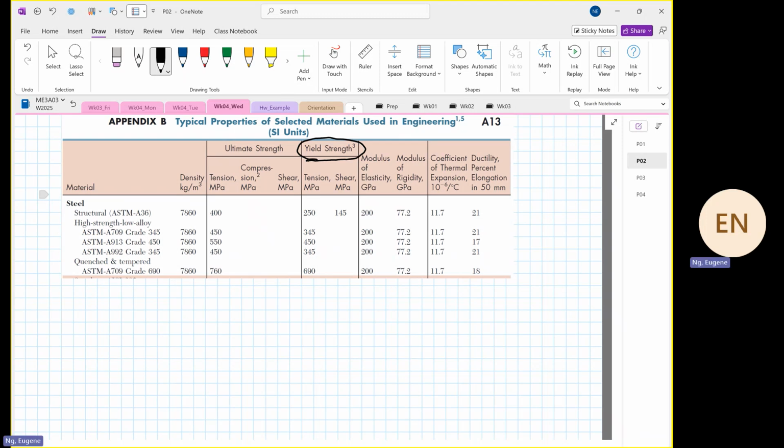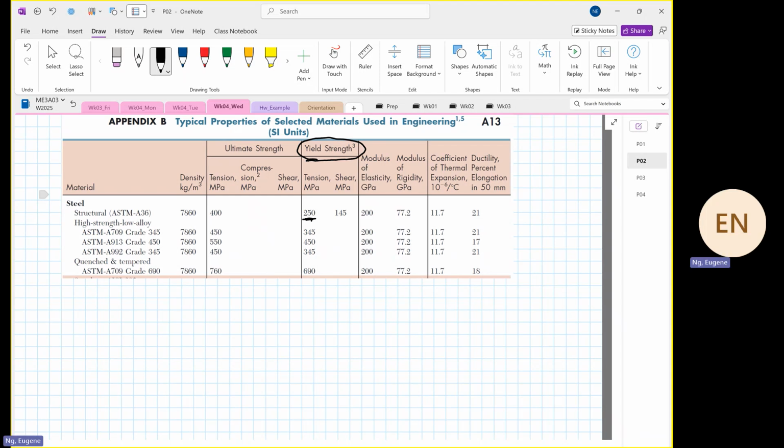So they mentioned that the yield strength in tension is what? 250. Okay. So the test they did is exactly the same test that we are going to do with our chalk. We are going to stretch the chalk out.